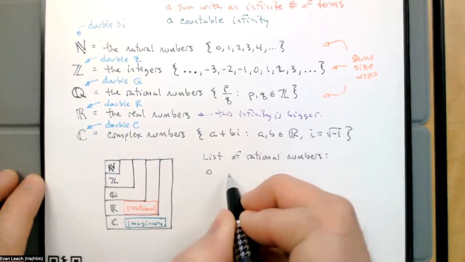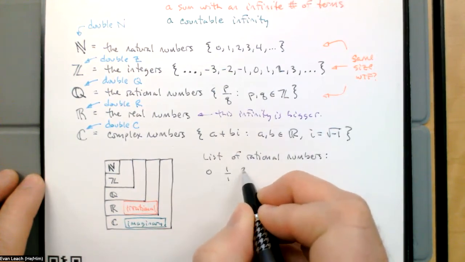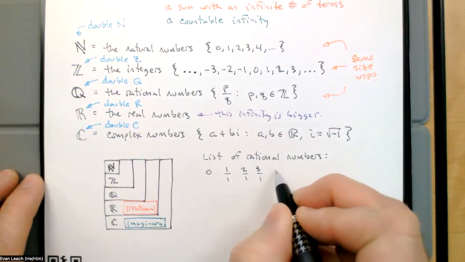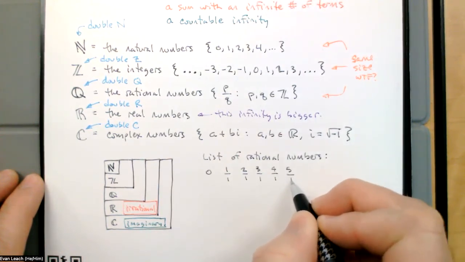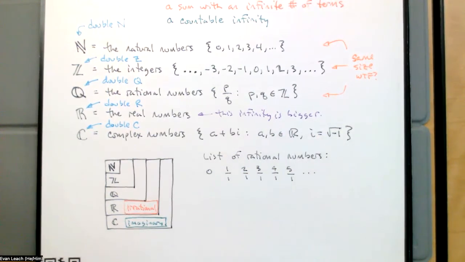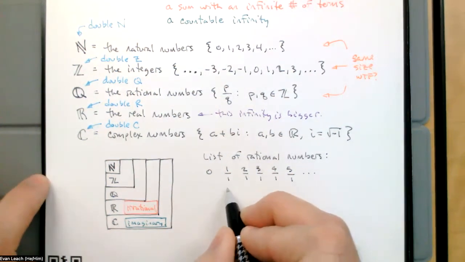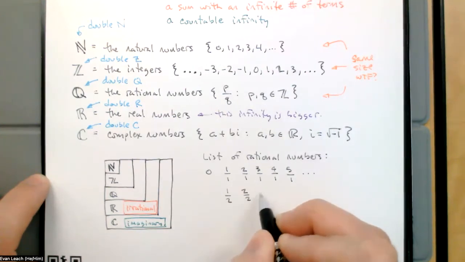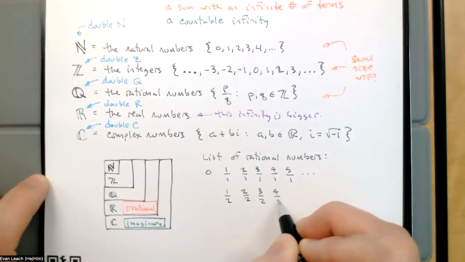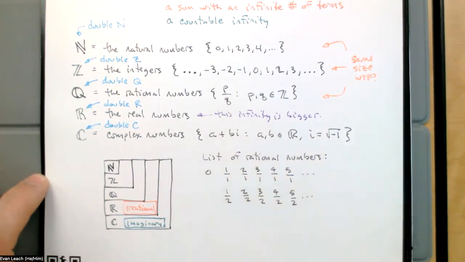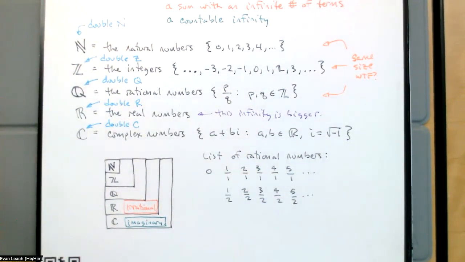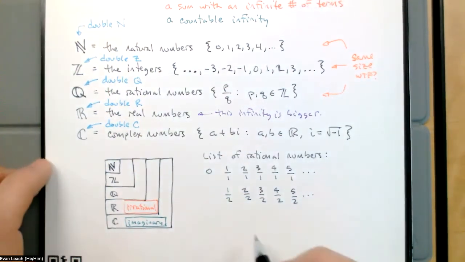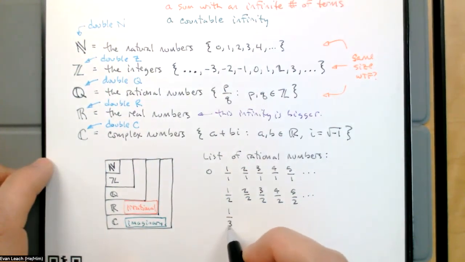We've got 0, and then we've got 1 over 1, 2 over 1, 3 over 1, 4 over 1, 5 over 1, and so on. Then in my next row, I'm just going to make the denominator 2: 1 over 2, 2 over 2, 3 over 2, 4 over 2, 5 over 2, and so on. Then in the next row, I'm just going to make the denominator 3. The very fact that we can list all the rational numbers means we're dealing with a countable set.